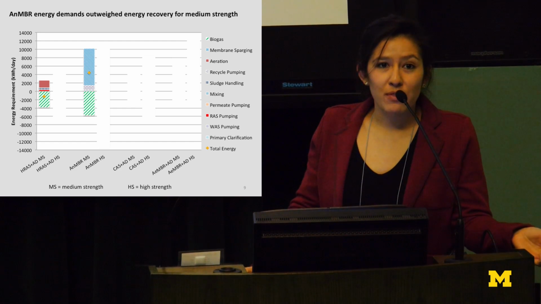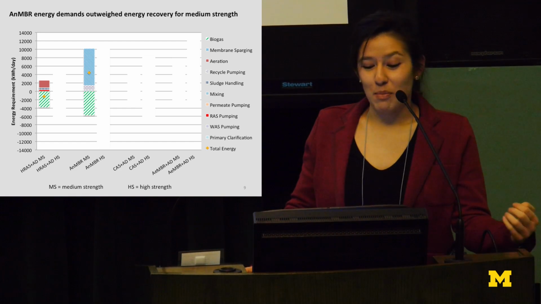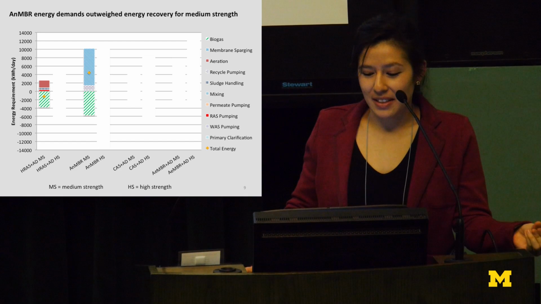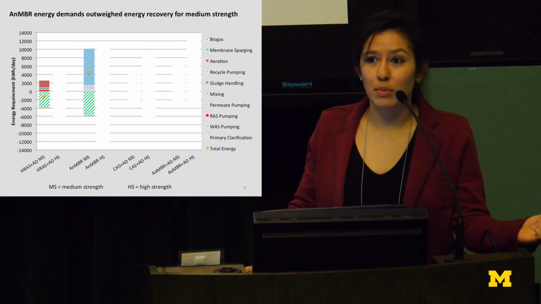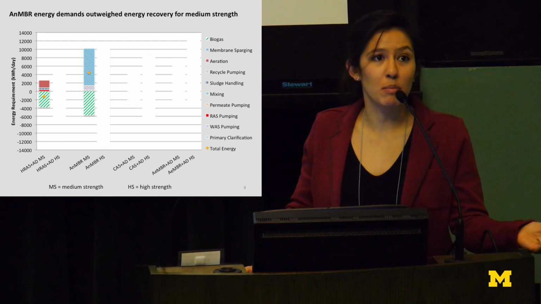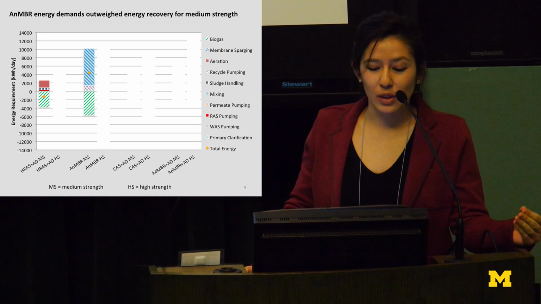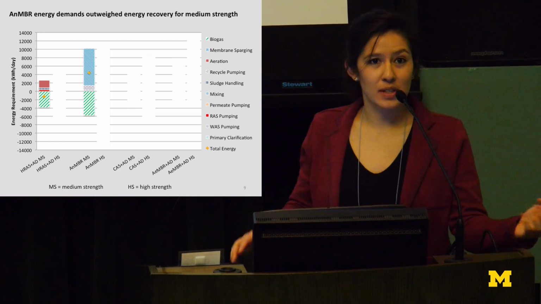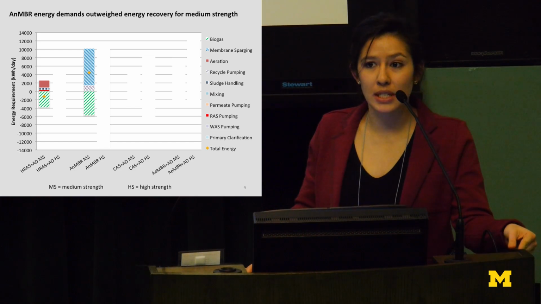If we compare to our reference systems, we see that aerobic membrane bioreactor had the overall worst net energy balance, and that's because it recovered significantly less energy, but it also used a lot of energy both for aeration and for membrane sparging, so fouling control. So if we look now at higher strength wastewater, so this is a COD of 800 milligrams per liter as opposed to 430, we see the story is quite a bit different.